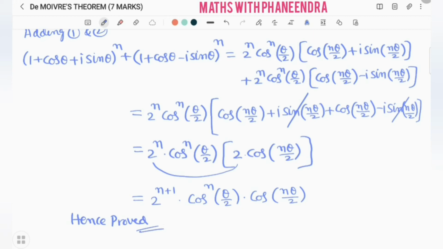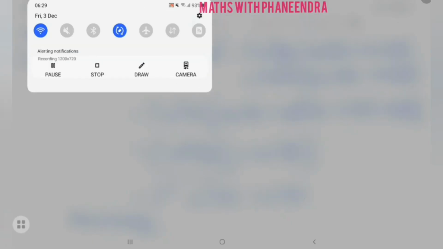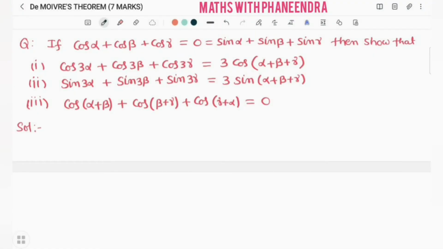We'll move to the next question, dear students. The next question: if cos alpha plus cos beta plus cos gamma equal to 0, which is equal to sin alpha plus sin beta plus sin gamma, then show that cos 3 alpha plus cos 3 beta plus cos 3 gamma equal to 3 cos of (alpha plus beta plus gamma), sin 3 alpha plus sin 3 beta plus sin 3 gamma equal to 3 into sin of (alpha plus beta plus gamma). Third one, cos(alpha plus beta) plus cos(beta plus gamma) plus cos(gamma plus alpha) equal to 0.